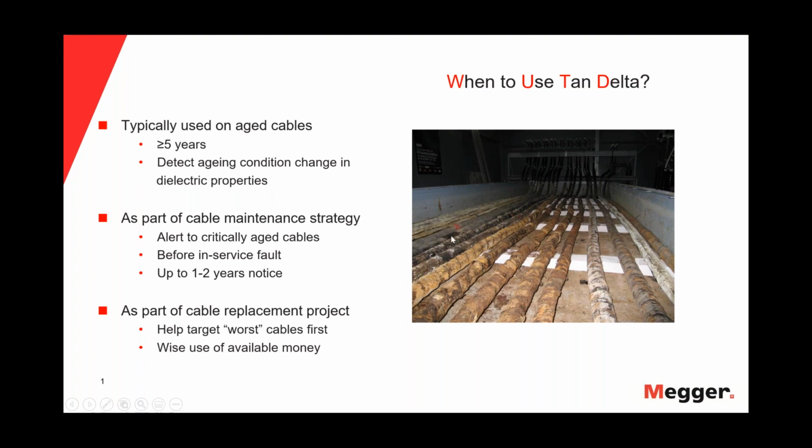As you can see in this picture to my right, this is a cable tray with old cables sitting in it, a service-aged cable. It can also be used as part of the cable maintenance strategy. It's going to alert you to critically aged cables before an in-service fault, with up to 1 to 2 years notice. It's also going to be used as part of a cable replacement project, where it lets you target the worst cables first and allows you to make the wisest choice of the available money, depending on how valued that asset is, on where you should spend your money first.